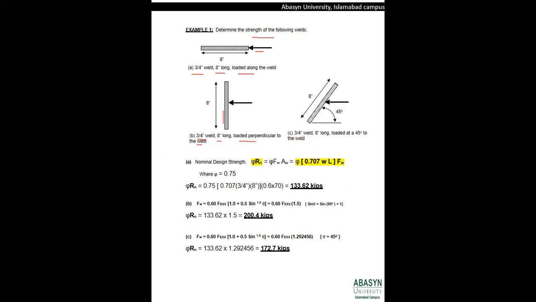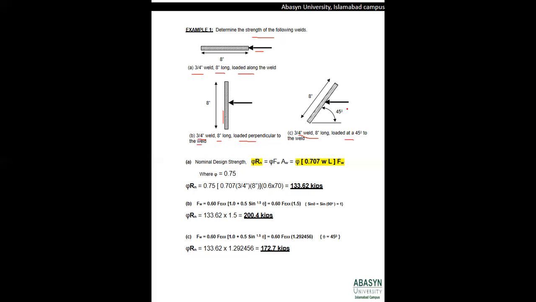In the third figure, we have again a 3/4 inch weld, 8 inches long, but in this case the loading is applied at an angle of 45 degrees to the weld. So we have three cases: one in the horizontal direction, in which the force is applied along the weld; second is the weld carried out in the vertical direction, in which the loading is applied perpendicular to the weld; and in third, we have a weld at an angle of 45 degrees to the load.